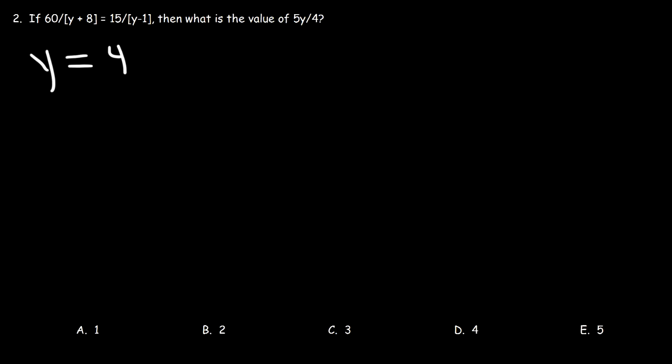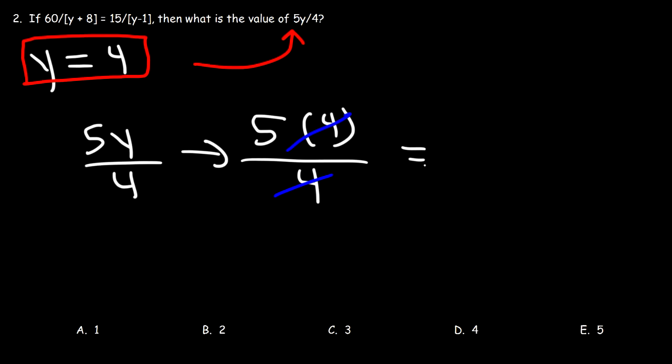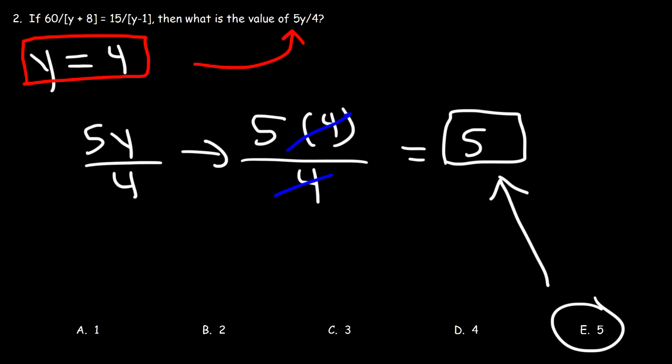So now that we have the value of y, we can now plug it in to this expression to find the value of 5y over 4. So let's replace y with 4. 5 times 4 over 4. All we need to do is cancel the 4, and so this is equal to 5. Which means that answer choice E is the right answer.